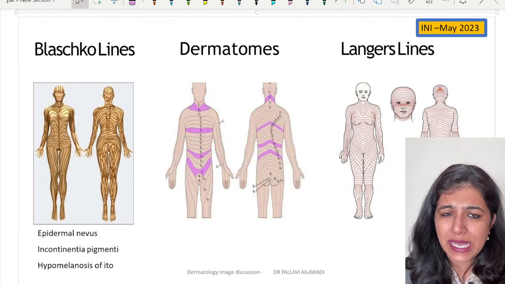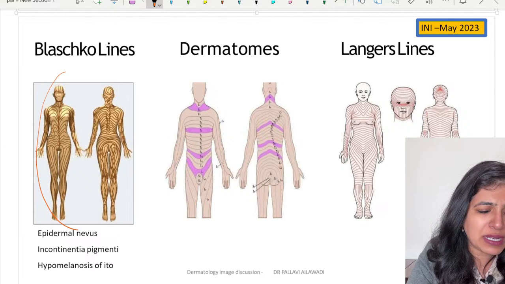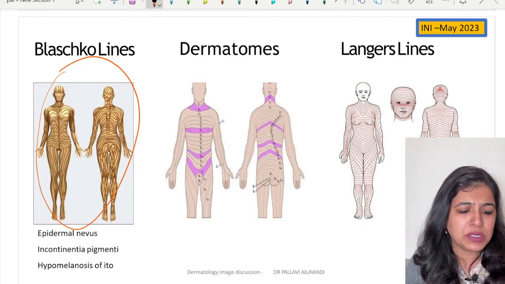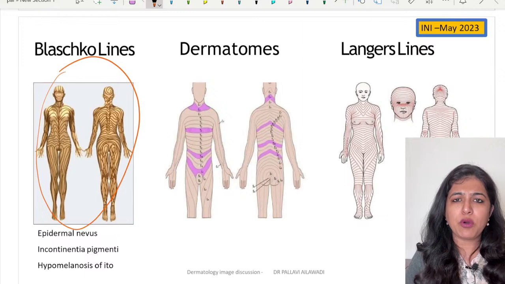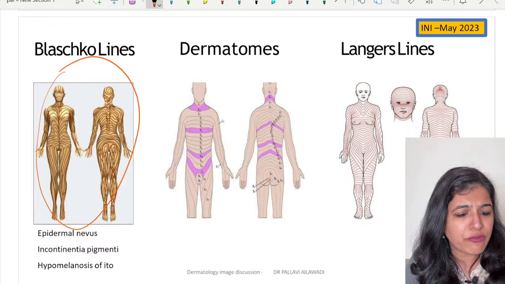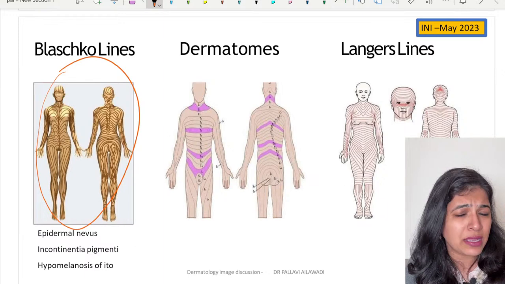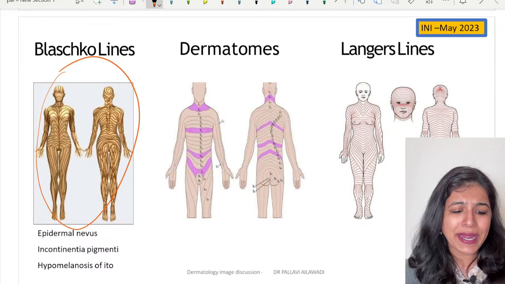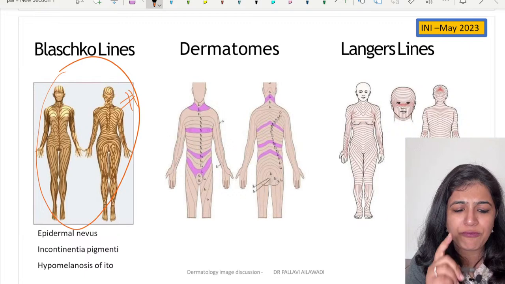When you look at the Blaschko lines, you see that the shape of the lines is different on different body areas. The scalp, the chest, the abdomen, limbs, everywhere the shape of the lines is different. There is a midline demarcation. These lines are lines of embryonal migration. The important dermatoses along these include incontinentia pigmenti, hypomelanosis of Ito, and the epidermal nevi. So if you get this as an image, the only thing that you have to see is that the shape is different on different body areas.